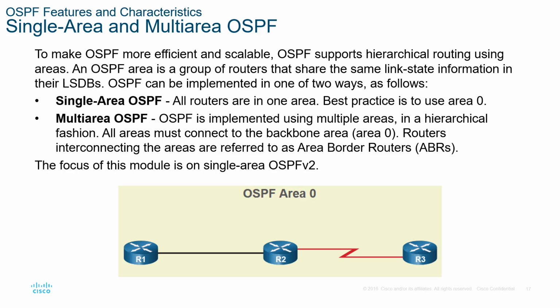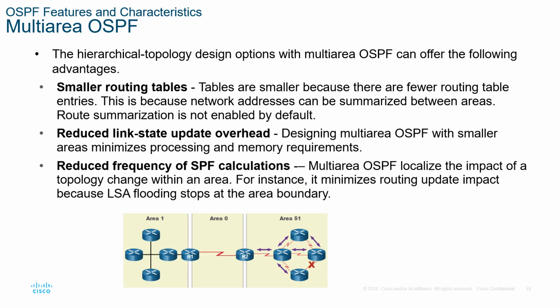The focus of this module is only on OSPFv2 using single area. Also, getting more in depth with the ABRs is typically not done at the CCNA level, so do keep that in mind. Just for completeness' sake, here we have two other areas, area 1 and area 51, and we have two ABR routers, R1 and R2. Again, everything connects back to area 0.